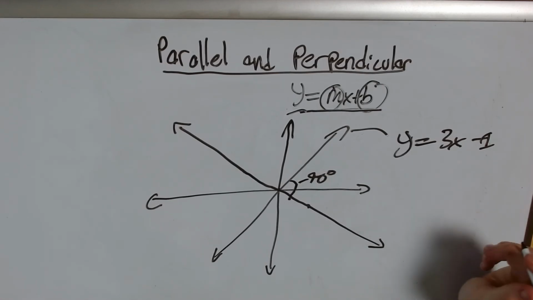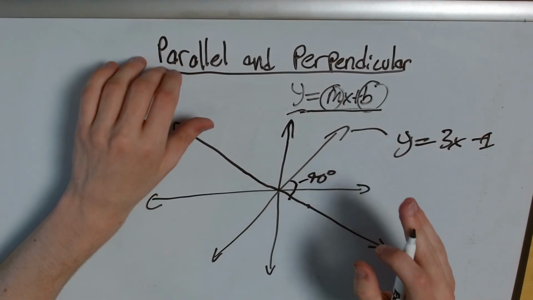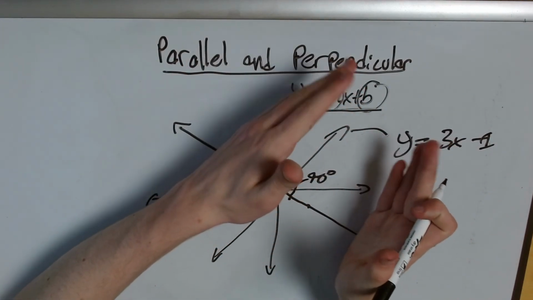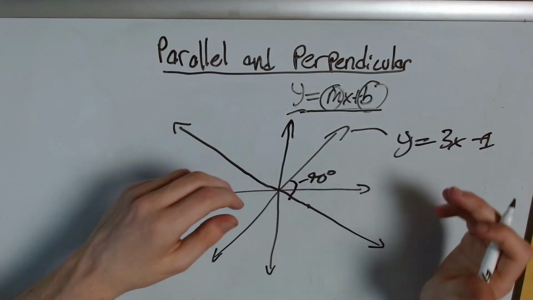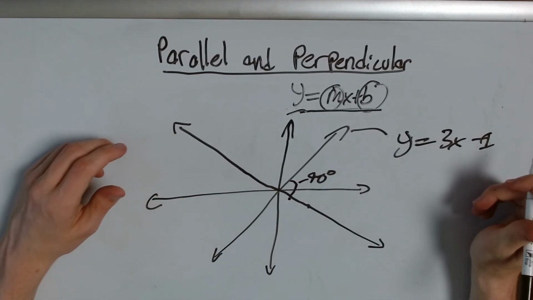But for this video, just remember: parallel lines have the same slope and they'll never intersect. Perpendicular lines meet at a right angle, and they have opposite reciprocal slopes.